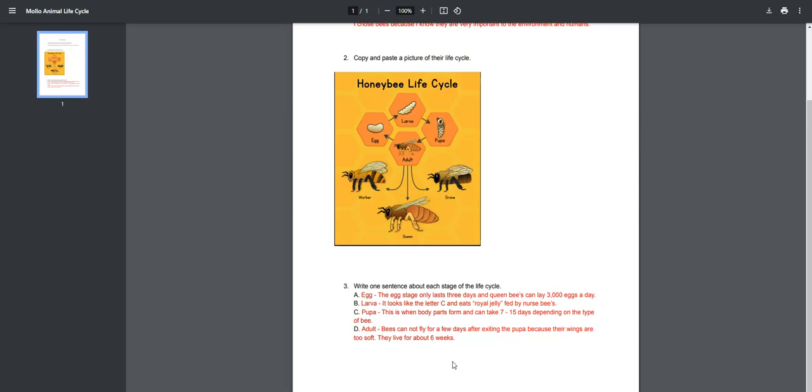So larva stage, it looks like the letter C, and eats royal jelly fed by nurse bees. So again, I gave 2 facts there. You just need to give me 1. So again, not something like the second stage is larva. Pupa, this is when the body parts form. It could take 7 to 15 days depending on the type of bee. And then the last stage is adult bees. So bees cannot fly for a few days after exiting the pupa because their wings are too soft, and they live for about 6 weeks.